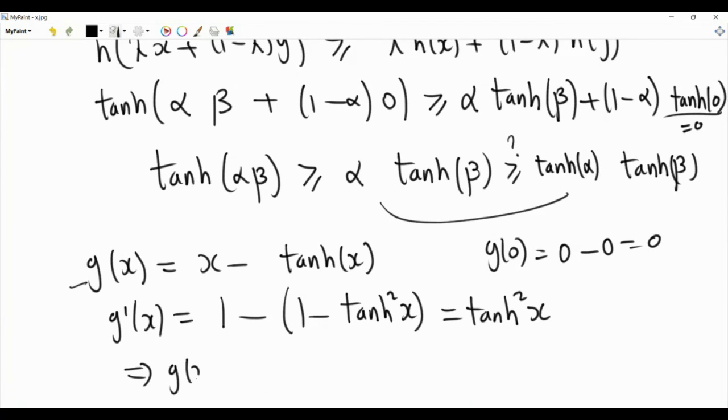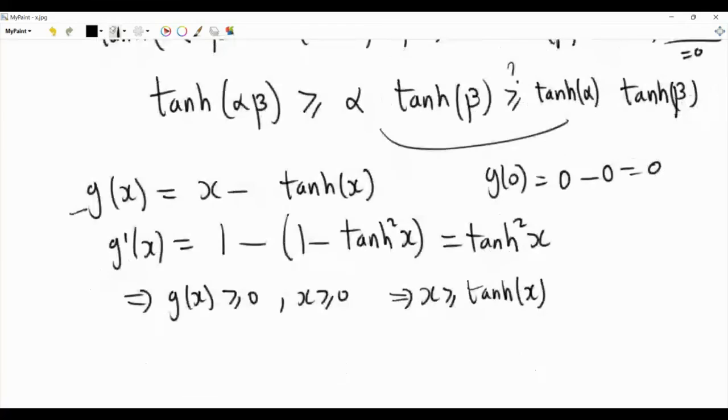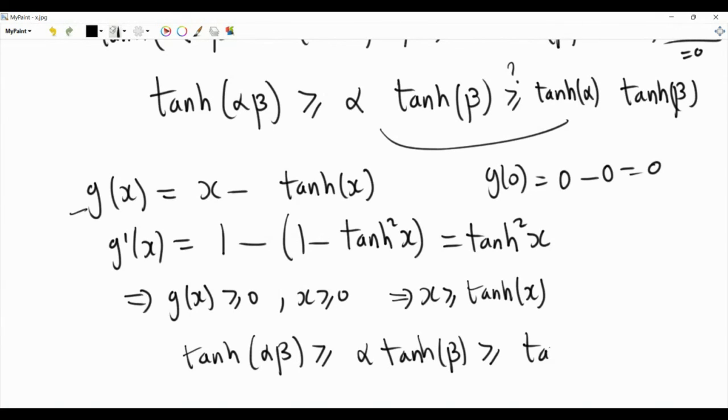So it means that g of x is indeed greater than or equal to 0 when x is greater than or equal to 0, because it's strictly increasing and it starts from 0. So that's it. This is exactly what we need. Then x is greater than or equal to tanh x. So again, we used concavity to show that tanh of alpha times beta is greater than or equal to alpha tanh of beta. And now we have alpha greater than tanh of alpha. And so we have our result here. And so indeed, the tanh function is super multiplicative with x greater than or equal to 0.